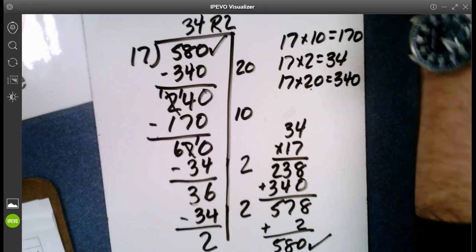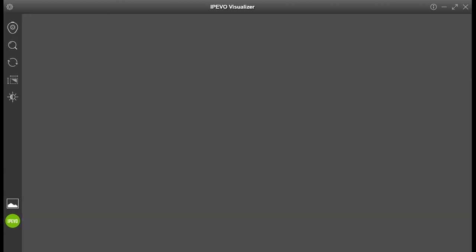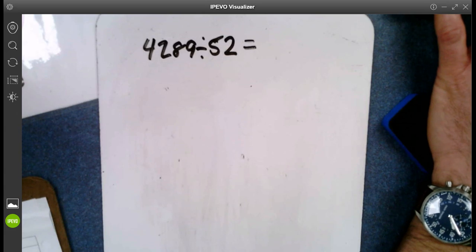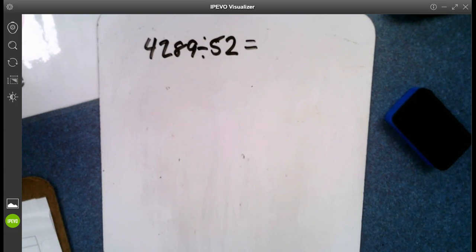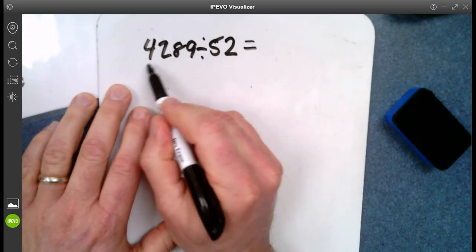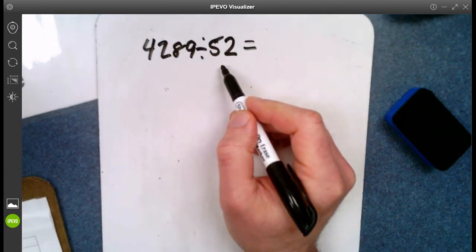All right, erase your boards, and we're going to do another one in just a second as soon as I pause my video. All right, so now we are going to do another problem. And if we look at this, this one's a little different. We have a 4-digit dividend, still with a 2-digit quotient, 2-digit divisor.